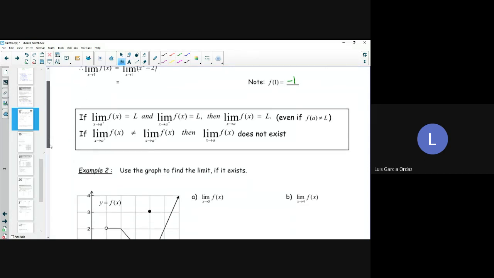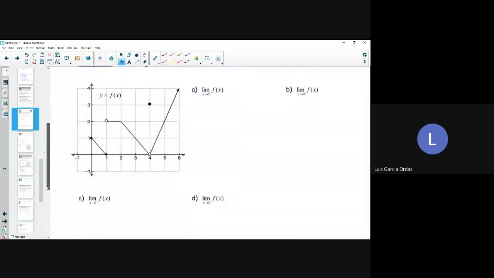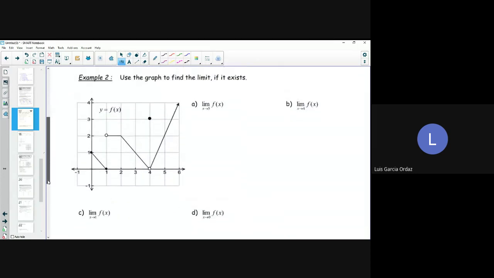We're going to do some examples with some graphs. We want to use the graph to find the limit, and we need to figure out if it exists. So just by looking at the graph, as x approaches 5, what y value does my graph approach?